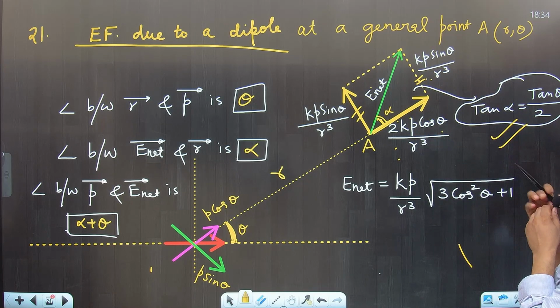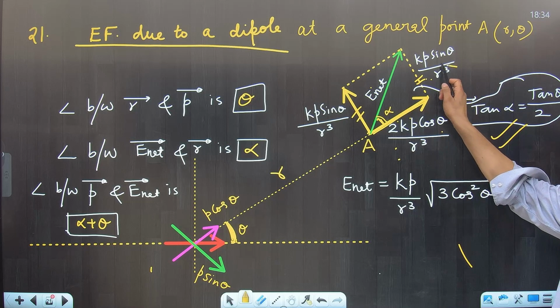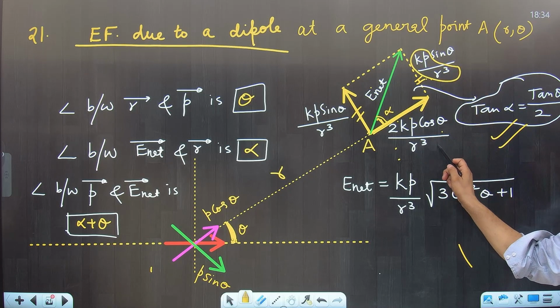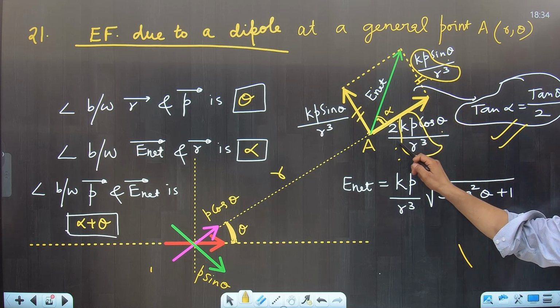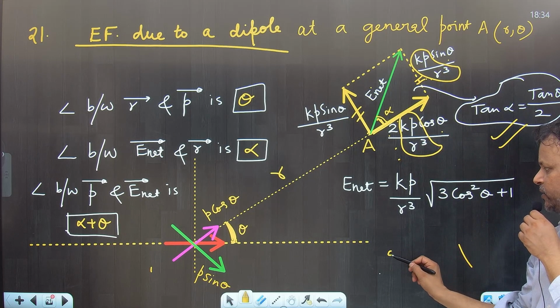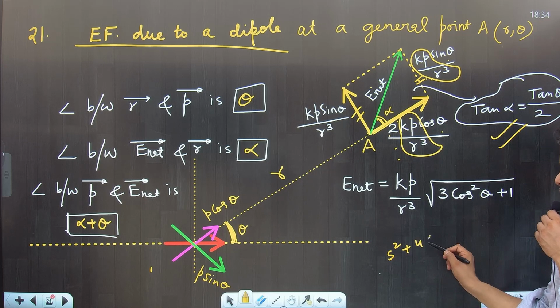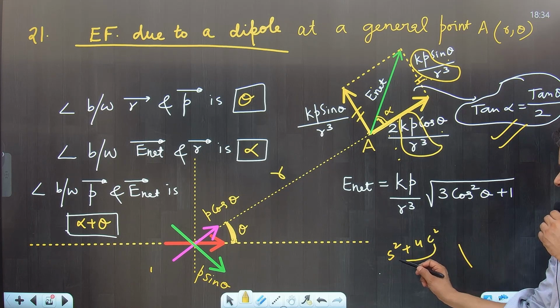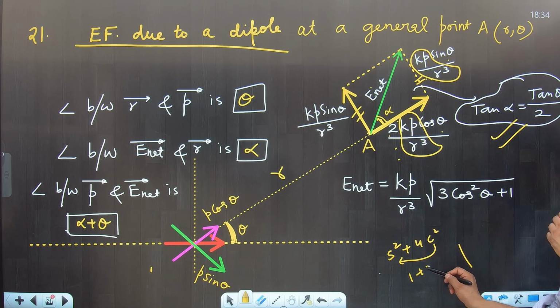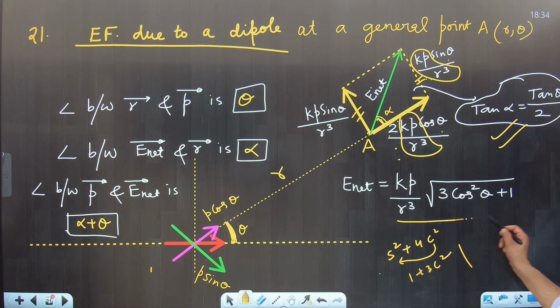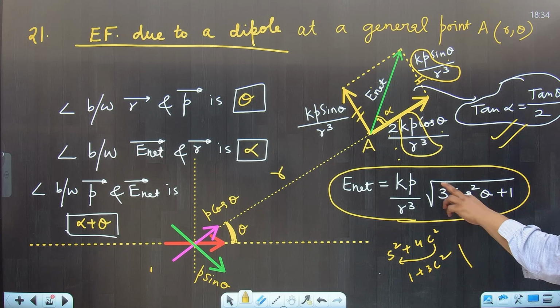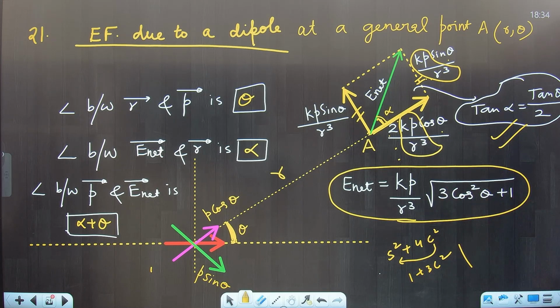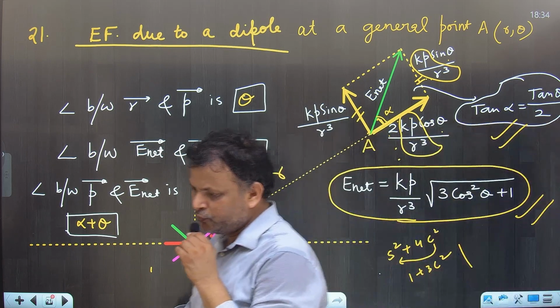And E net will be this, you take kp by r cube common. So you will get kp by r cube into sin square theta plus 4 cos square theta. You take 1 cos square theta here, then you will get 1, and that will be 3 cos square theta. So this is the electric field formula, the magnitude of the electric field at point A. It will be kp by r cube into root of 3 cos square theta plus 1. It is the formula at a general point A, electric field due to a dipole.